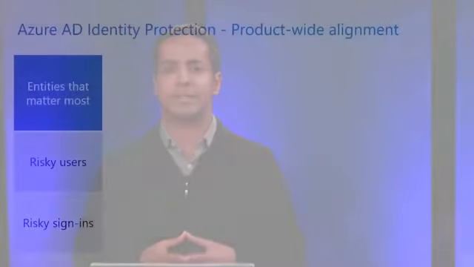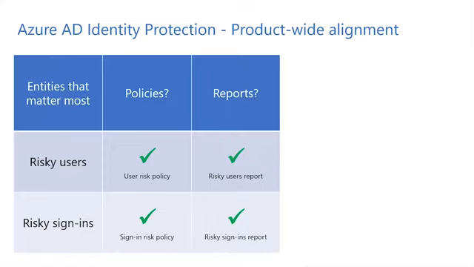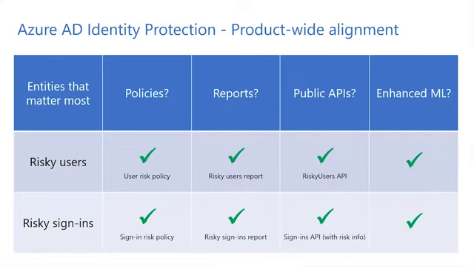So, to sum up, we reached out to a lot of IT admins and asked them some very tough questions. We asked them about their dreams and learned about their nightmares instead. Their top trending nightmares were risky users and risky sign-ins. These are the entities they were most concerned about. We have aligned the entire identity protection around these entities. IT admins can now have automated policies, detailed reports, powerful APIs, and enhanced machine learning for both risky users and risky sign-ins. Thanks, Rajat, for that overview of identity protection and the recent changes that we've made.